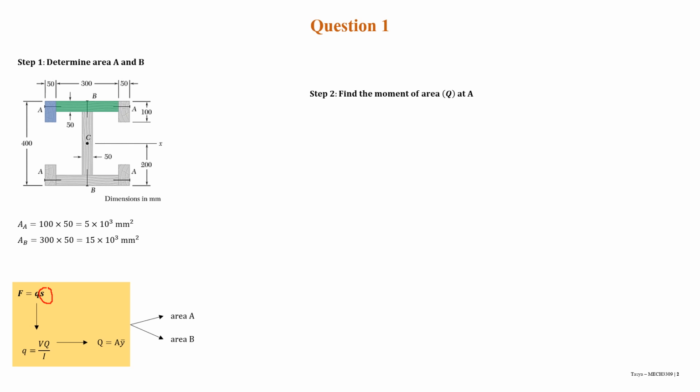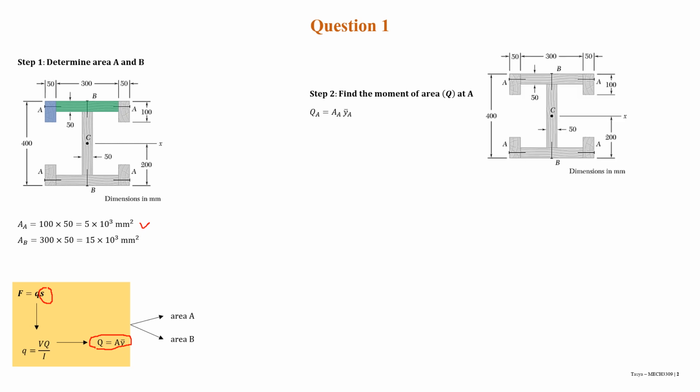Okay, moving on to the next step, step 2. We need to find the capital Q at A. As written down here, Q is equal to A multiplied by Y, so Q at A will be area at A times Y at A. The area at A is already known here, this one. And now we need to find the YA.